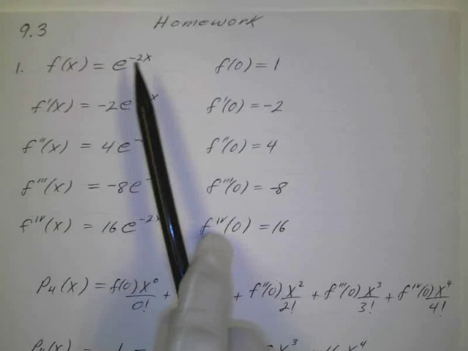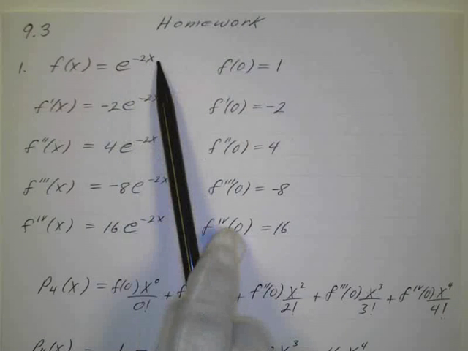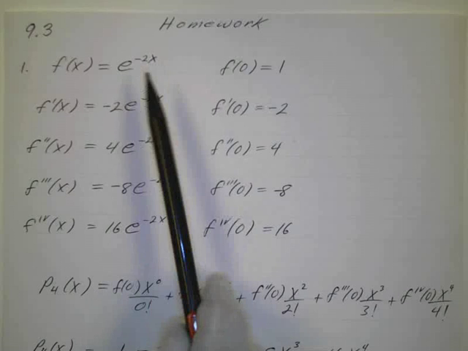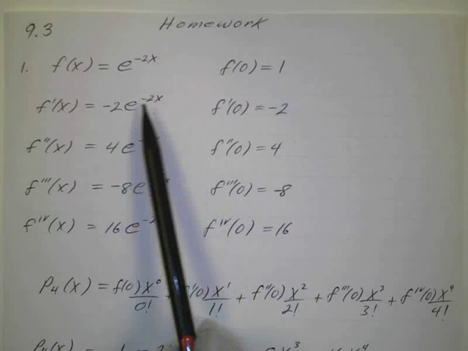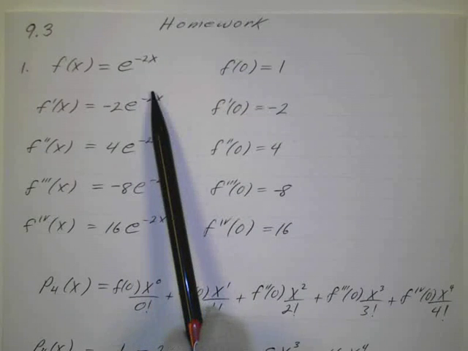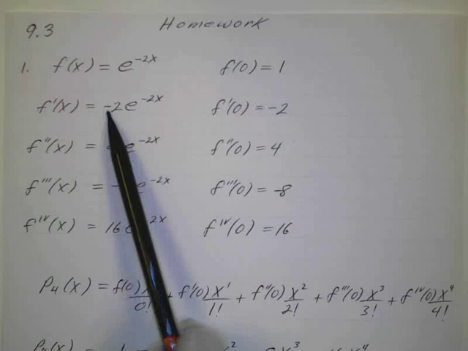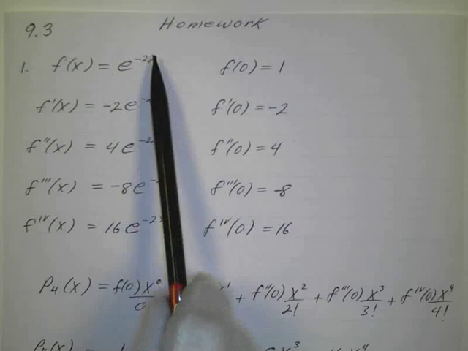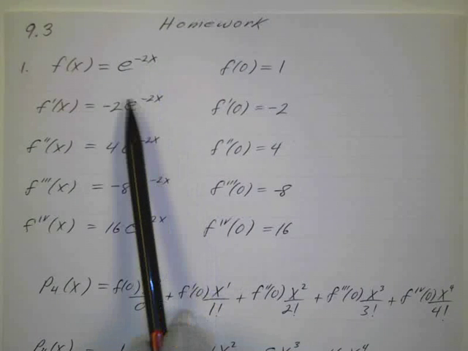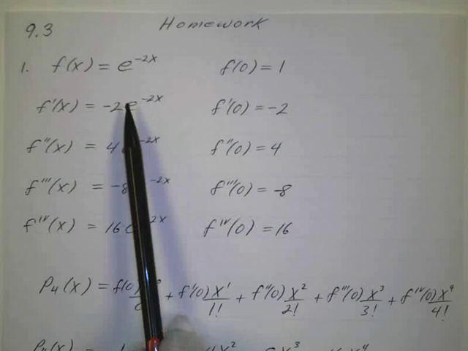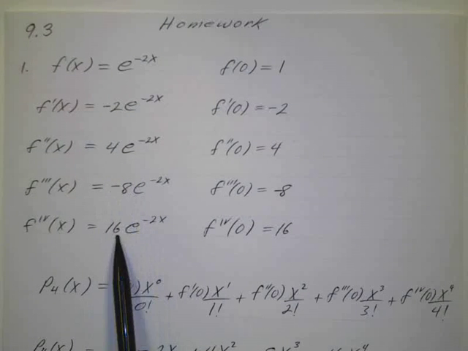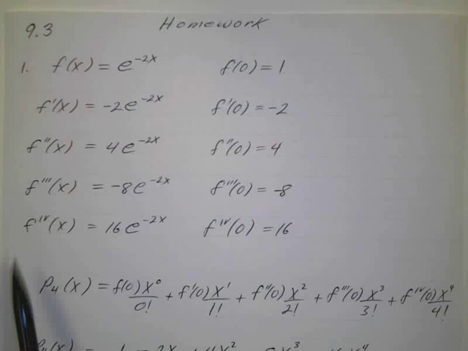So here we go. f of x equals e to the negative 2x. The first derivative will be e to the negative 2x times the derivative of negative 2x, which is negative 2, so I just multiply by negative 2. And remember, the derivative of e to the u is e to the u du, so the derivative of my u is always going to be negative 2, so I just keep the e to the negative 2x, and I just keep multiplying by negative 2. That gives me 4. By negative 2, that gives me negative 8. By negative 2, that gives me 16. So those are your first 4 derivatives and the 0 degree.